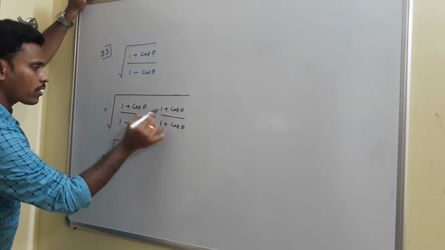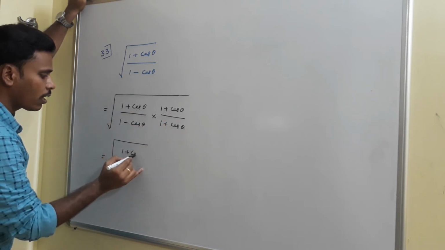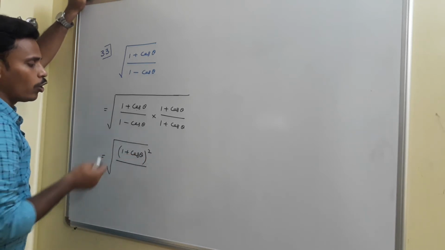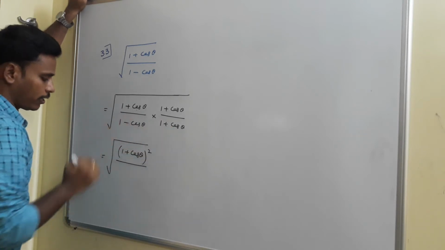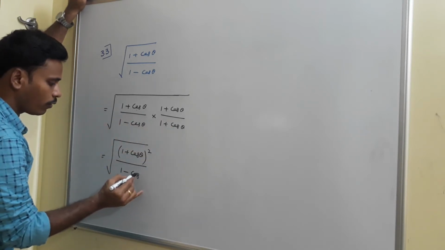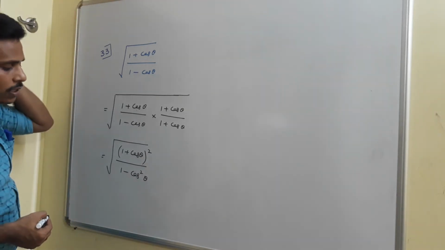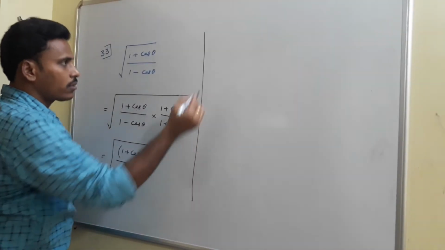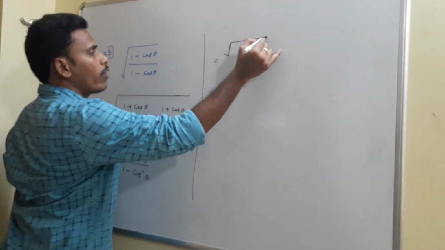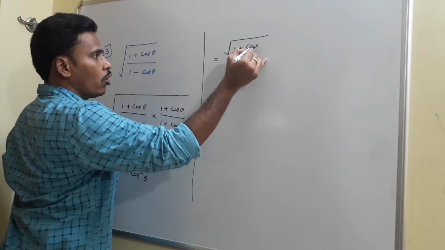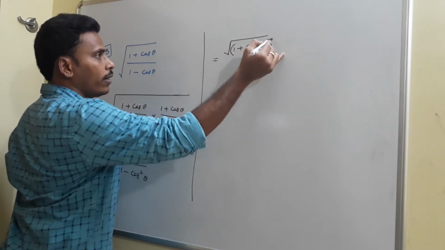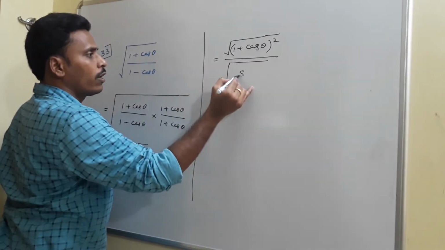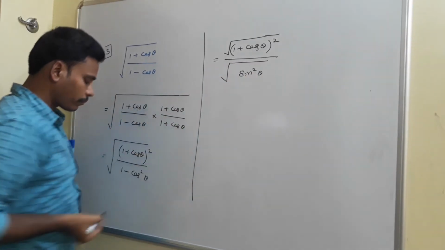Square root of 1 plus cos theta into 1 plus cos theta is 1 plus cos theta whole square. And in the denominator, have a look at this. A minus b into a plus b is a square minus b square, which is nothing but 1 minus cos square theta. And in the next step, how do I proceed? This is equal to square root of 1 plus cos theta whole square in the numerator, and in the denominator, square root of sin square theta.